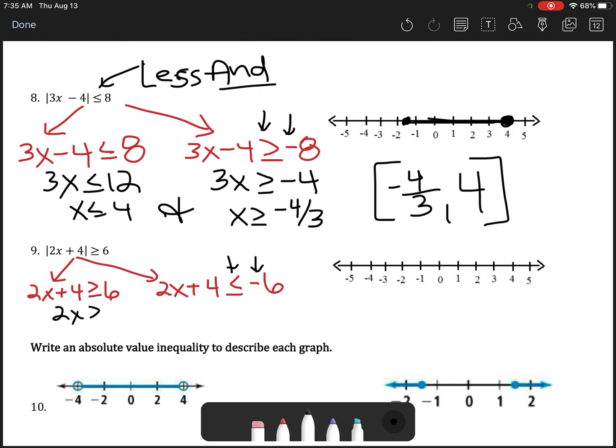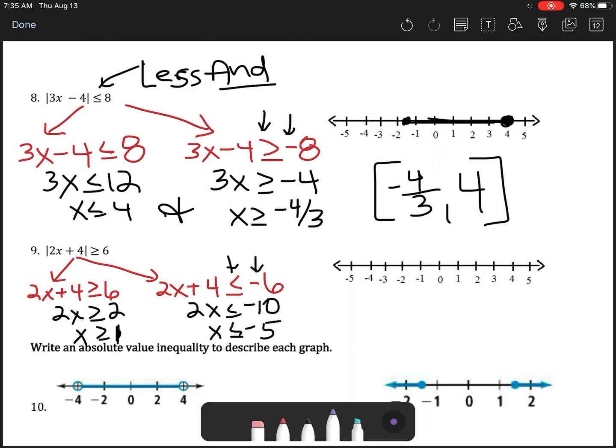When you solve this out, subtract 4 from both sides, divide both sides by 2, you get x is greater than or equal to 1. Subtract 4 from both sides of that next inequality, you get negative 10. Divide both sides by 2, x is less than or equal to negative 5.